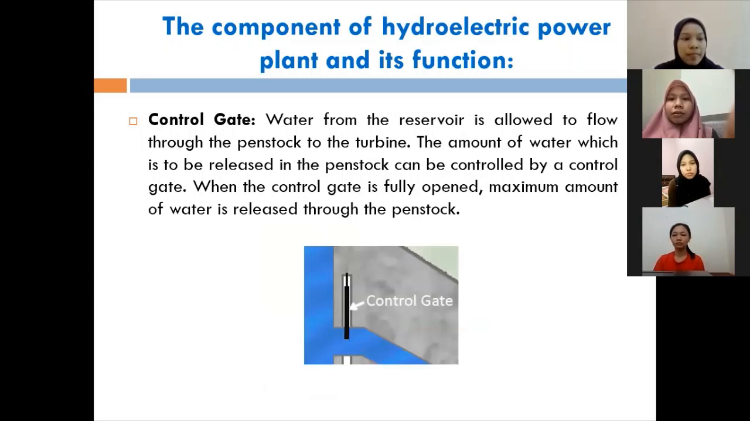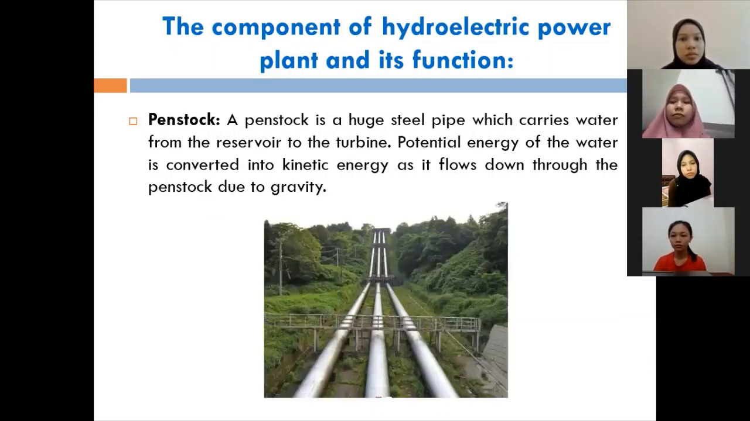The second component is the control gate. Water from the reservoir is allowed to flow through the penstock to the turbine. The amount of water which is to be released into the penstock can be controlled by a control gate. When the control gate is fully open, the maximum amount of water is released through the penstock. Next. Okay, next is penstock.